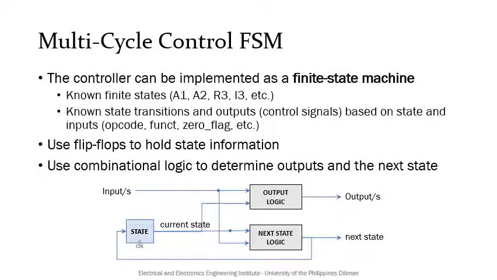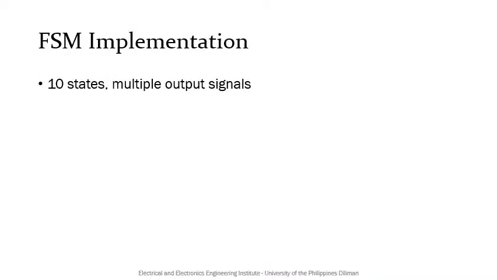Here we see that we have an output logic block and a next state logic block whose outputs depend not only on the input but also on the current state. But before designing the output and the next state logic blocks, we must first specify how we want to store the state in our flip-flops. There were 10 states in our previously shown state transition diagram and also in our table, whereas we have multiple output control signals. There are different possible implementations on how we can hold state information using flip-flops.